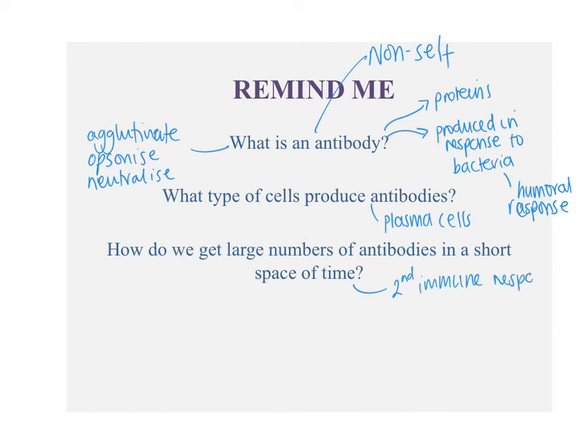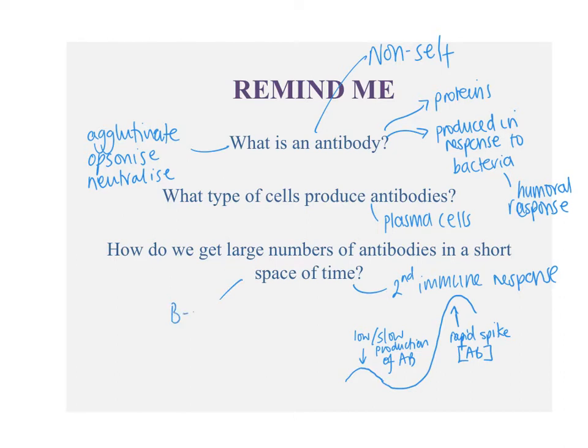And in this, we see the graph that we looked at. A primary infection gives us a low and slow production of antibodies, but after a second infection we get a rapid spike of our antibody concentration, and that's because we've got our B memory cells that are floating in the blood and persisting. Remember we said about the immunological memory.